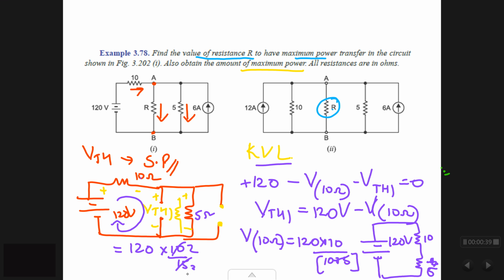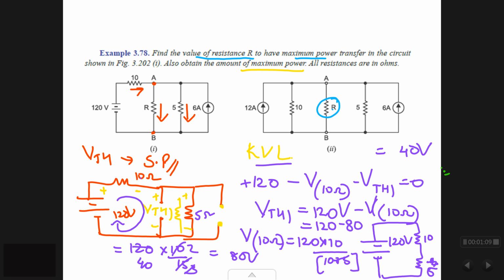5 2s are 10, 5 3s are 15, 3 1s are 3, 4s are 12. So it is 80 volts is the answer. So the voltage experienced across 10 ohms is said to be 80 volts. So what we do over here is 120 minus 80. So the answer will be 40 volts.